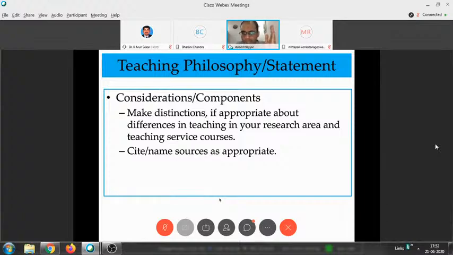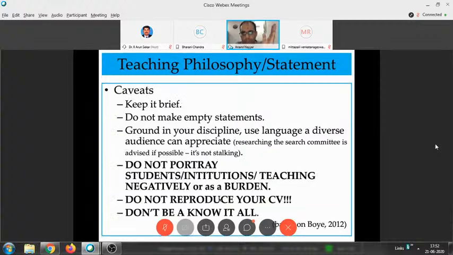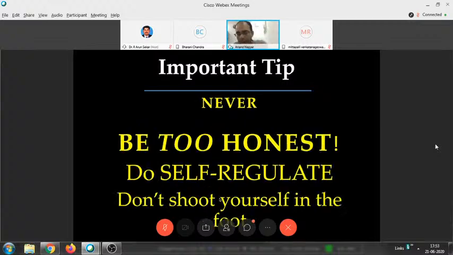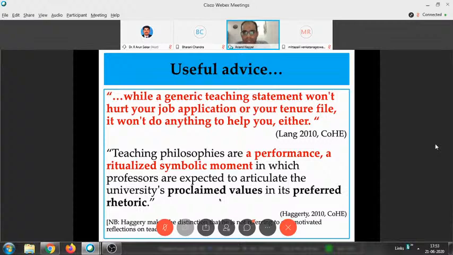So always have the components, make yourself distinct, and cite names as appropriate. Keep it brief. Don't make empty statements, be disciplined, and don't portray students or the institution negatively as a burden. Don't reproduce your CV, and keep it as a whole. Most important, never stretch and hide the truth. And let me tell you, I'm saying openly right now on the platform that sometimes you can say a lie, but the lie should not be hurting, where it gets caught that you are a serious liar. So always mentioning only the truth is not even better. Never be too honest. Do self-regulate, don't shoot yourself in the foot. Having an effective personality is very important. While using a generic statement, don't hurt your job application. Make symbolic statements and proclaimed histories.